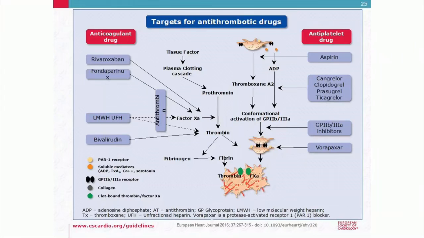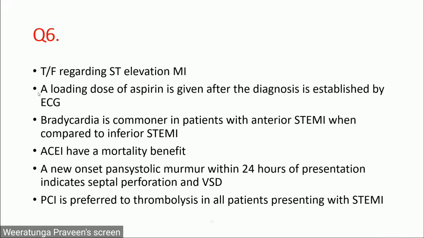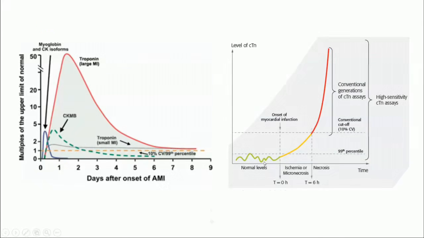non-STEMI. However, very important, certain patients with high risk features like hemodynamic instability, arrhythmias, heart failure, dynamic transient ST elevation or ST depression, and very high troponin levels are indicated for an early invasive coronary angiogram. Any questions? Here I have also given you the timelines for troponin elevation and other cardiac biomarkers.